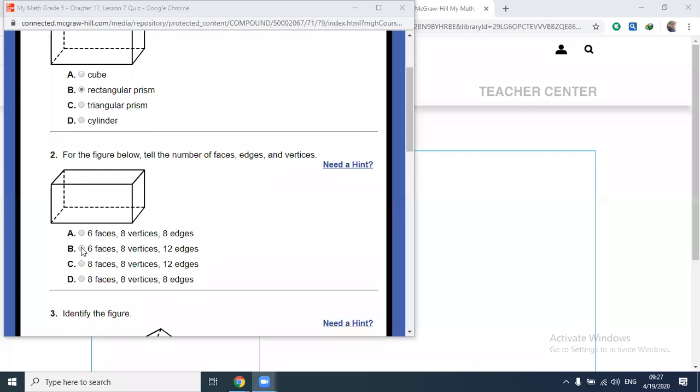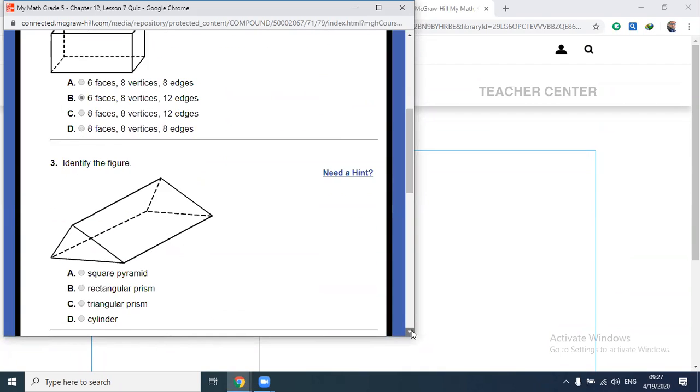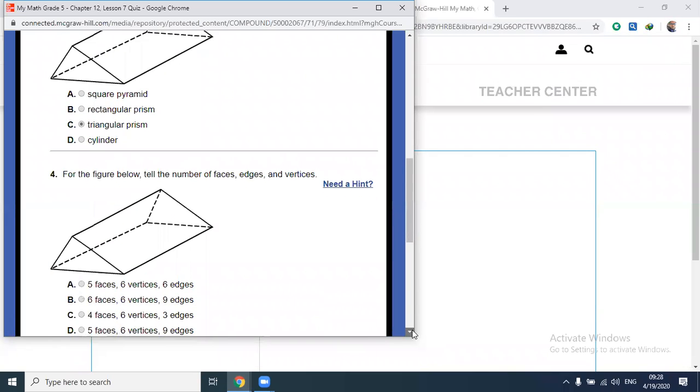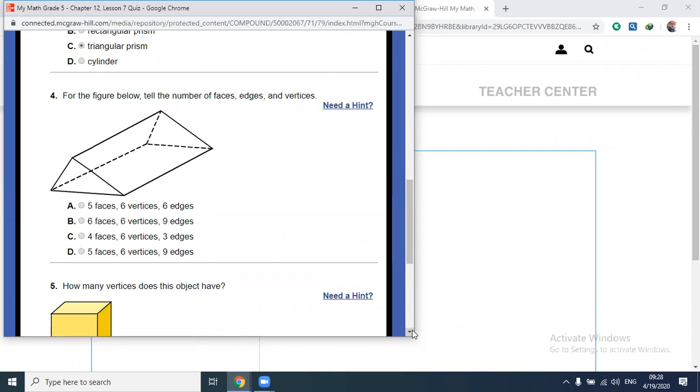Okay, next one, number 3. Identify the figure. What is the name of this? Square pyramid, rectangular prism, triangular prism, or cylinder? Triangular prism. Yes, excellent, triangular prism. Okay, number 4. For the figure below, tell the number of faces, edges, and vertices. You can answer this.